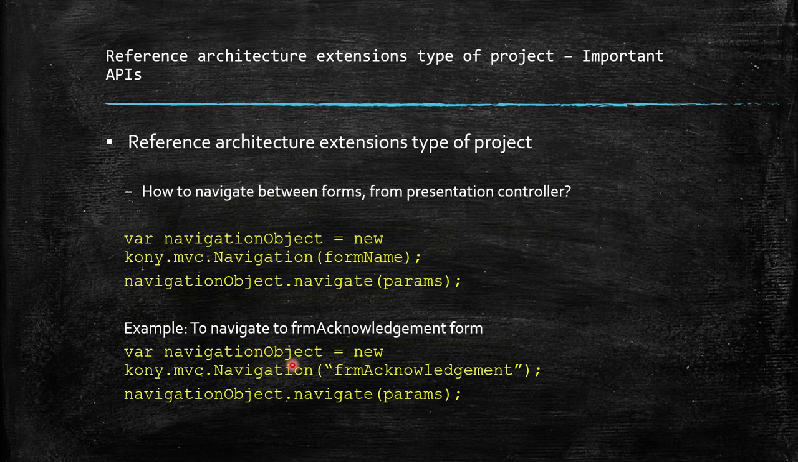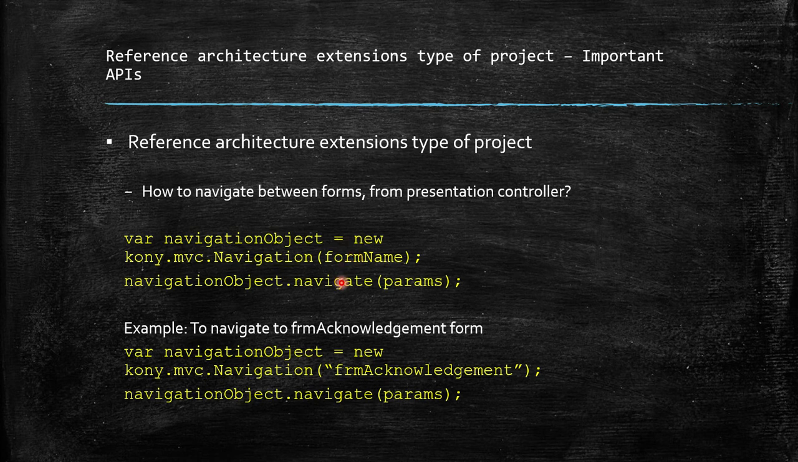So here is the API that we can use to get the reference of the navigation object, using which you can navigate between the forms from the presentation controller of your reference architecture extensions type of project. Kony.mvc.navigation would give the reference of the navigation object. It takes as input the form name to which you want to navigate.